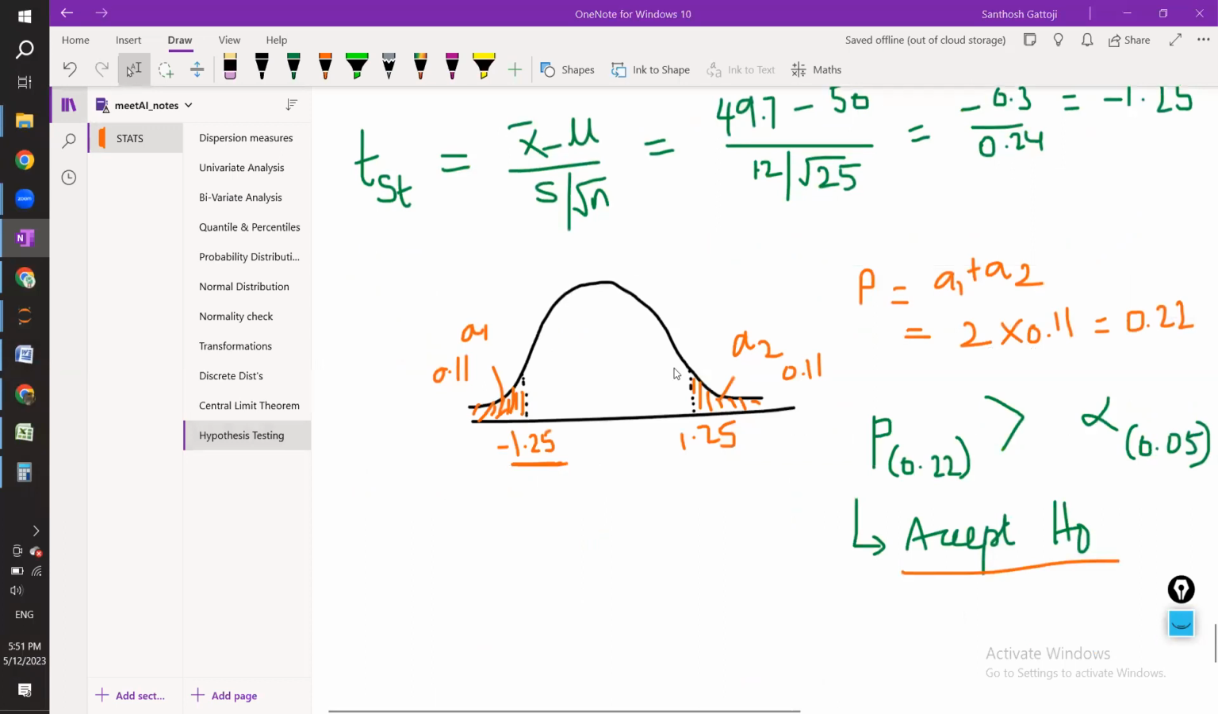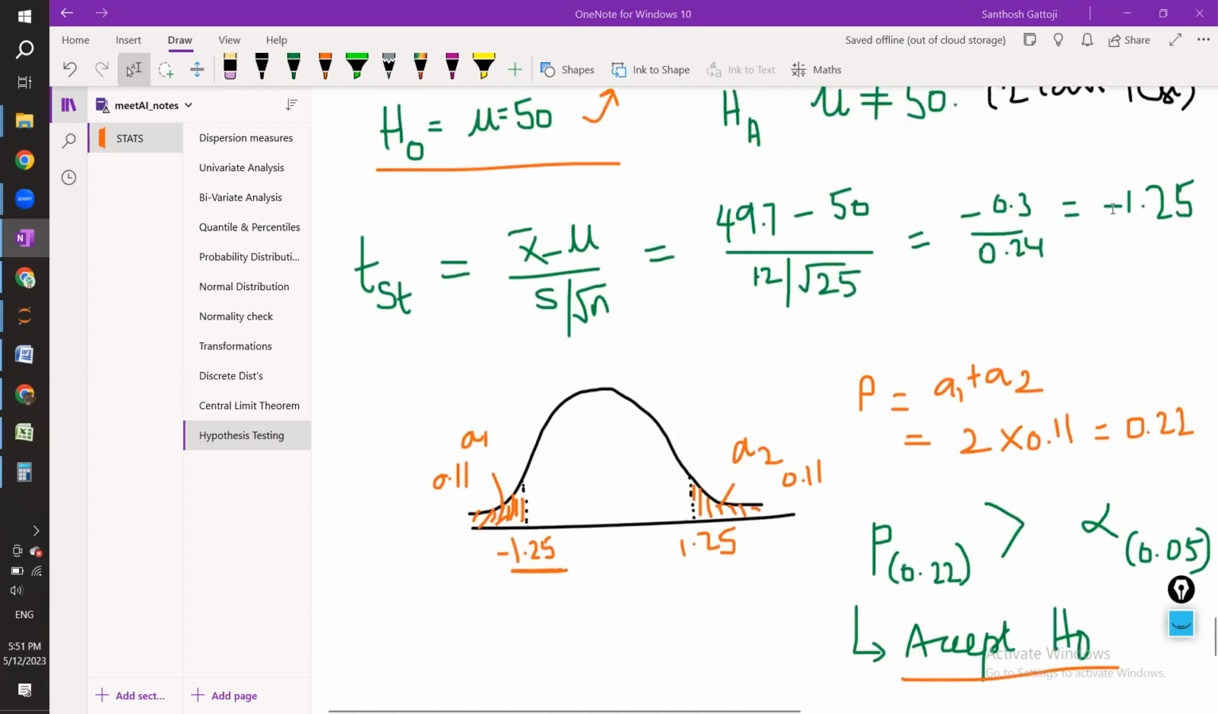Sir, how did we get 0.11 still? Okay, see, Sirisha, did you understand how we got minus 1.25? Yes. Okay. So now where is 1.25? Over here. This particular mark on the graph is 1.25.